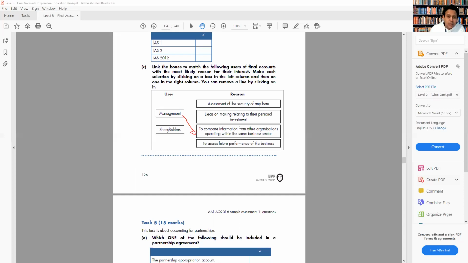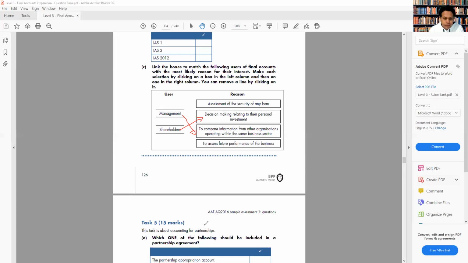Shareholder: why do you think the shareholder needs to look at the financial statement? The shareholder needs to see, should I invest in this company or not? So they have to take the decision. So shareholder: decision making relating to their personal investment. For example, if Magda decided to invest in Tesco, before she invests she will open the financial statement of Tesco and have a look at what's going on there. What is the investment return, what is the dividend rate, what is the financial position, and after looking at that she will decide whether to invest or not.